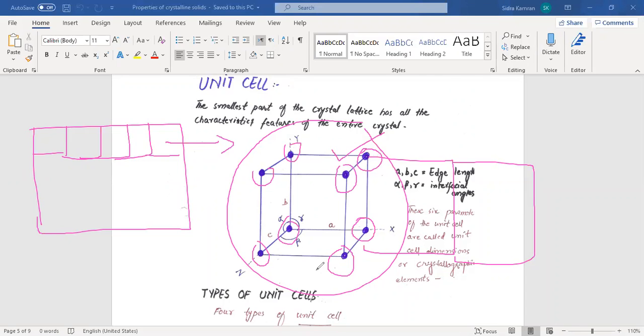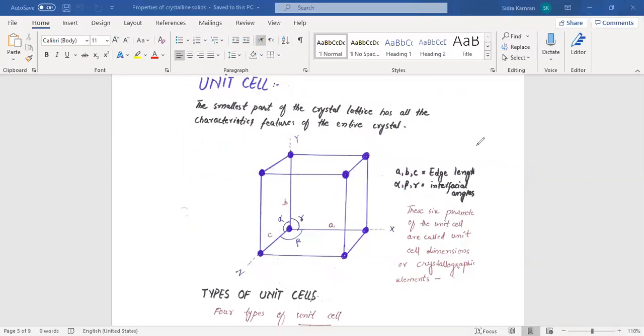The quantitative aspects of the crystal lattice are deduced from the size and shape of its unit cell. If you want to know the size and shape of the whole crystal lattice, you do not need to calculate them for the whole lattice. If you take just one unit from the crystal lattice, then by knowing the size and shape of that one single unit, you can identify the size and shape of the whole crystal lattice, because that single unit cell has all the characteristics of the crystal lattice.